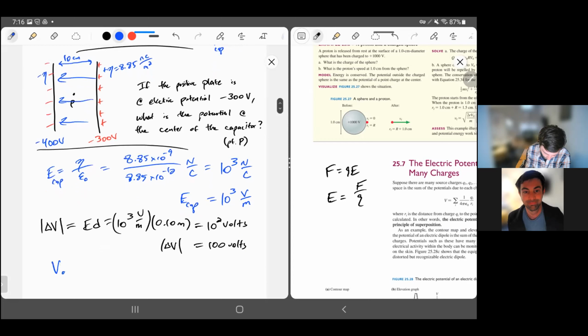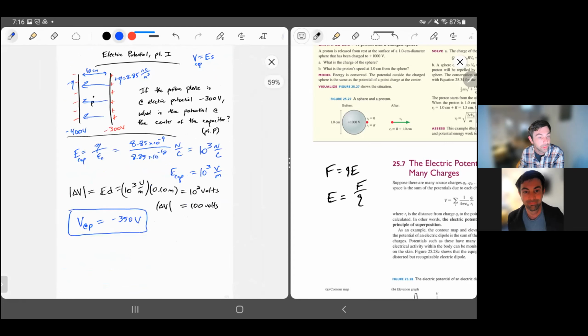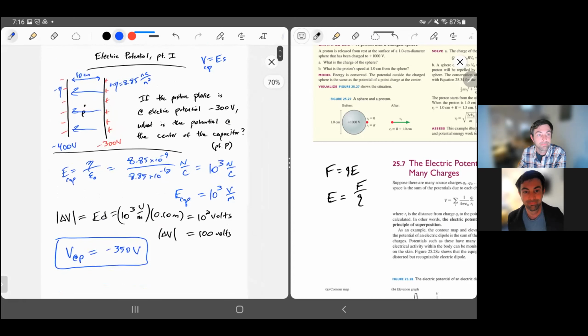And the potential at point P is halfway between the negative 300 volts and the negative 400 volts. So it looks like this is going to be negative 350 volts. The electric potential at point P is negative 350 volts. All right.